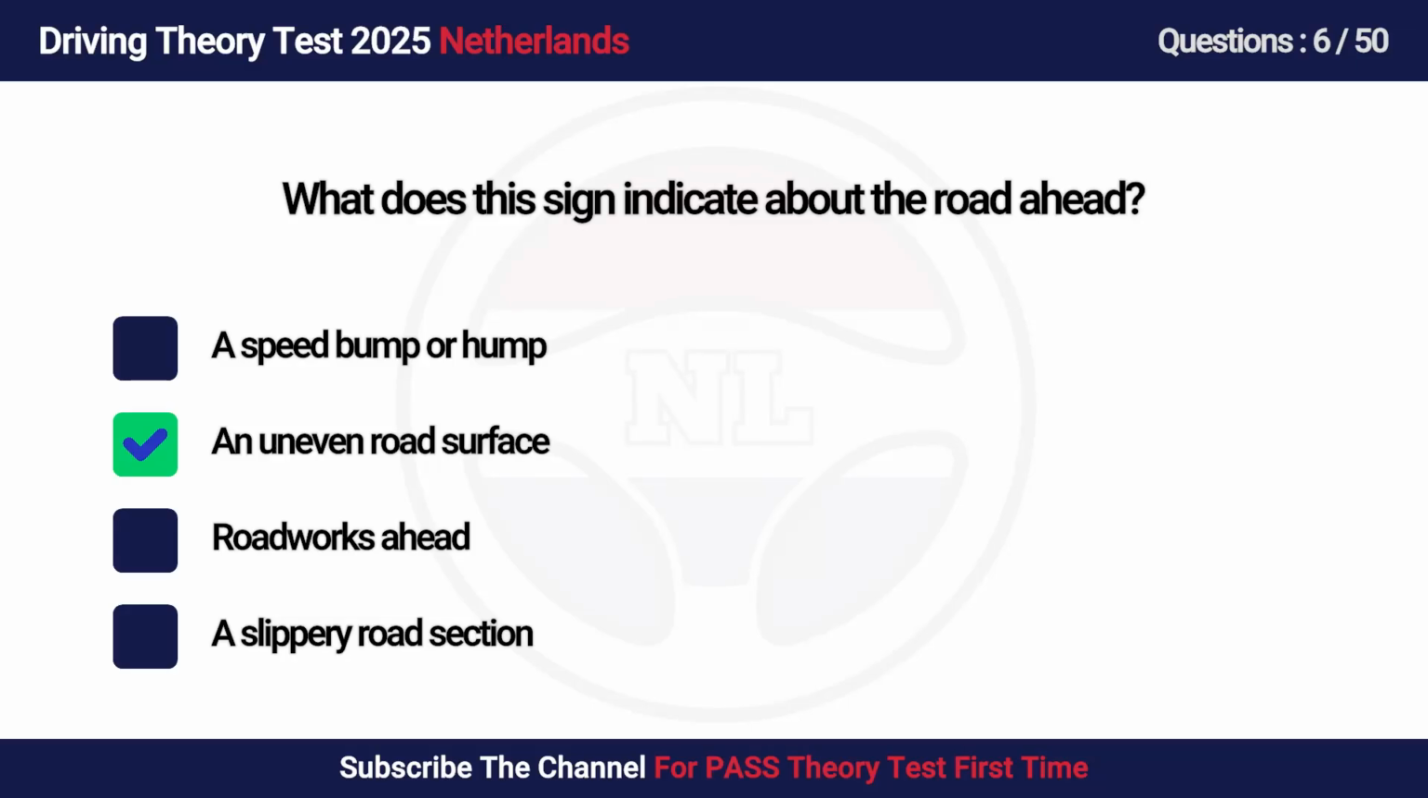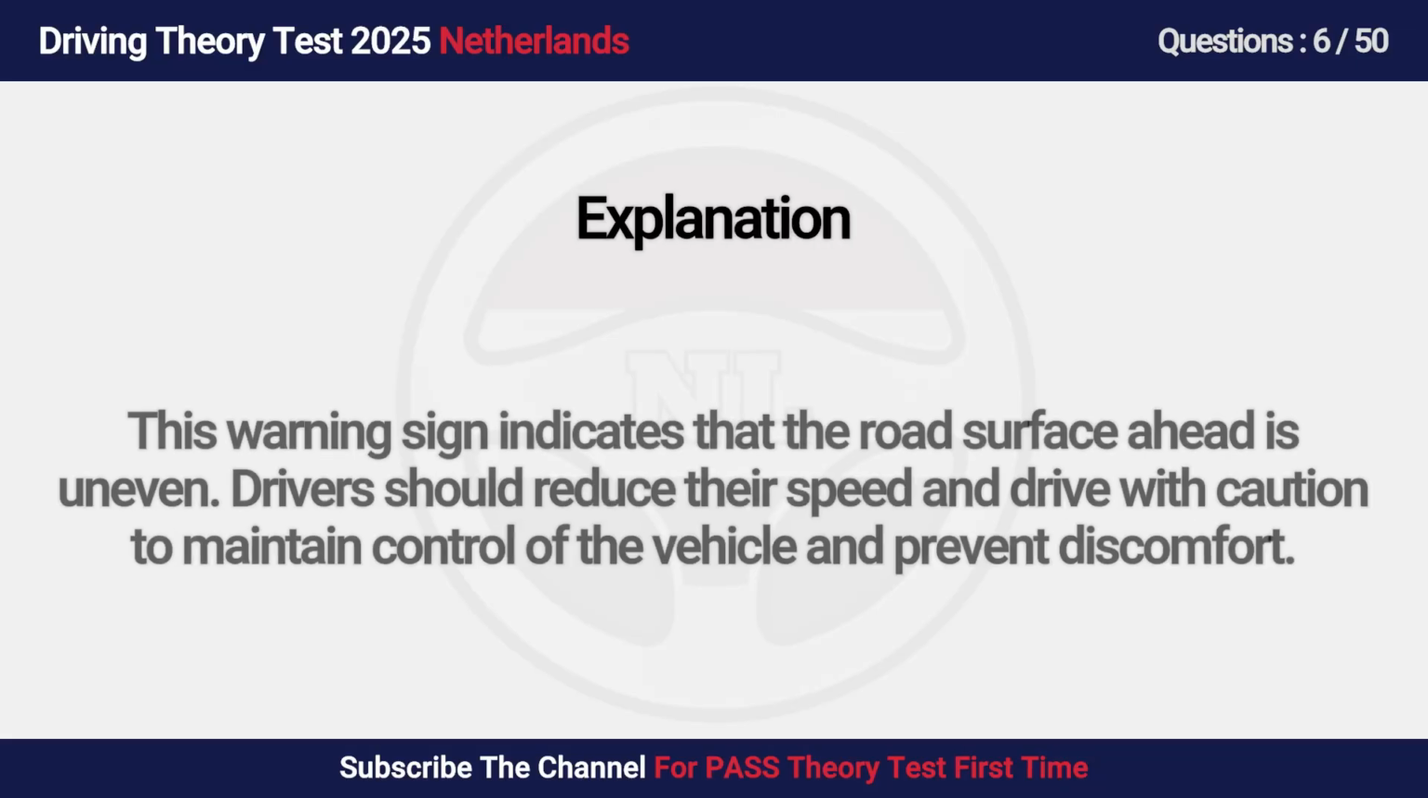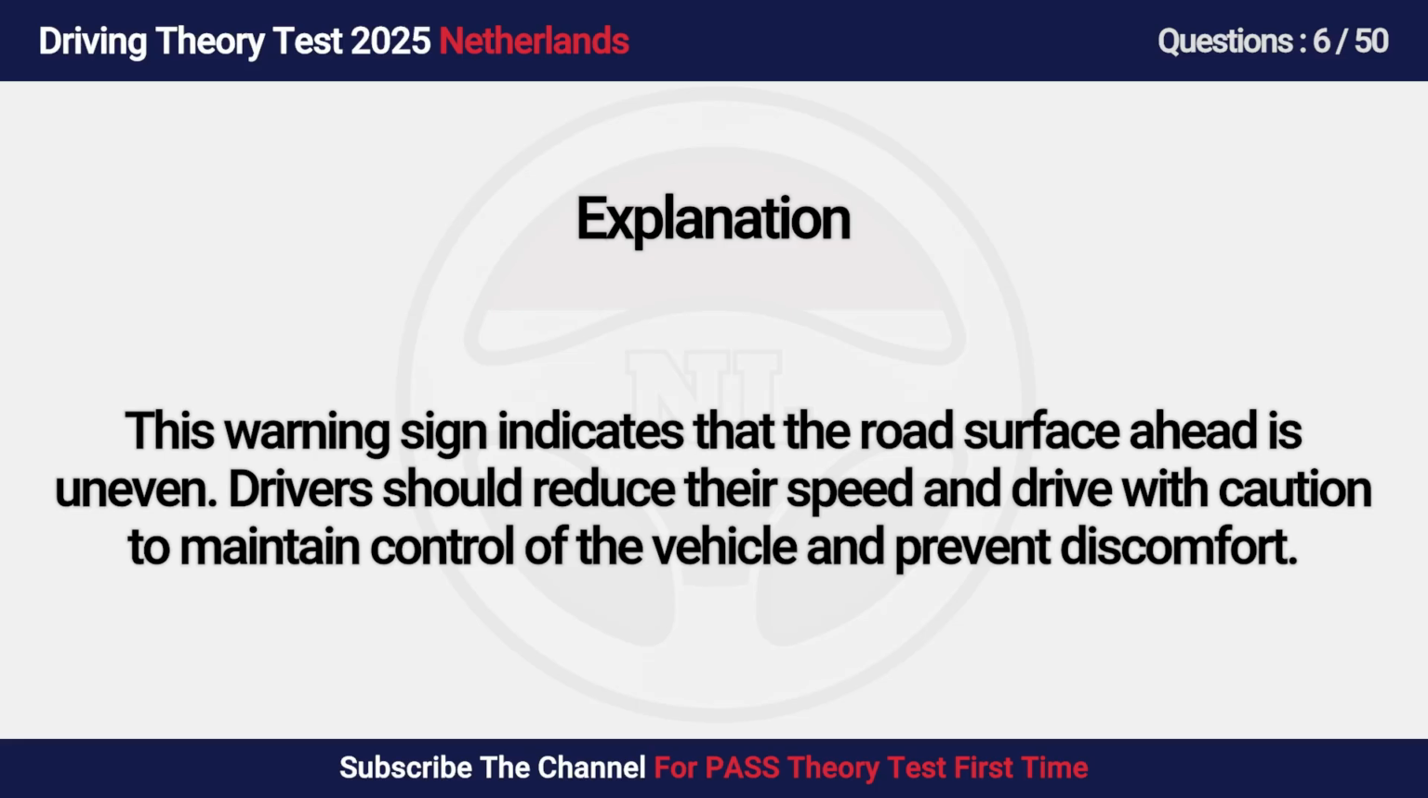Answer is B. An uneven road surface. This warning sign indicates that the road surface ahead is uneven. Drivers should reduce their speed and drive with caution to maintain control of the vehicle and prevent discomfort.